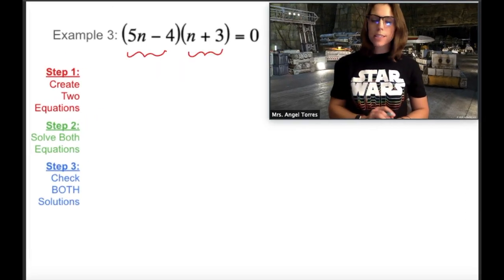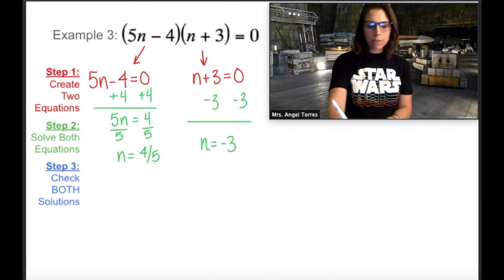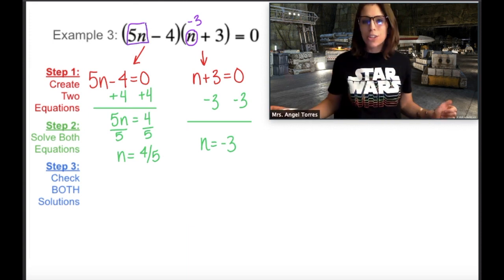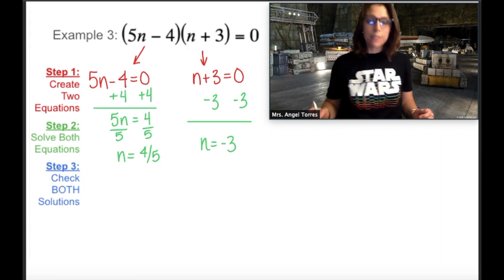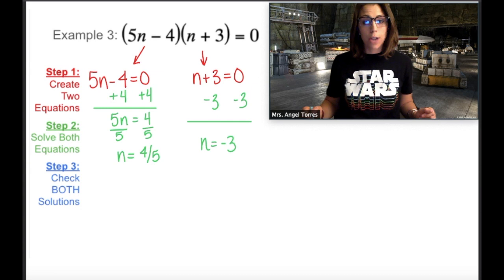This one might be a little tougher to do mentally, but I'm still going to have you try to do it on your own now. So you probably could have used mental math in the second group to figure out that it's -3, but because this first group has a product, you might have wanted to set up and solve. Either way, you end up with 4/5 and -3. Time to check both solutions to see if they're actually true.